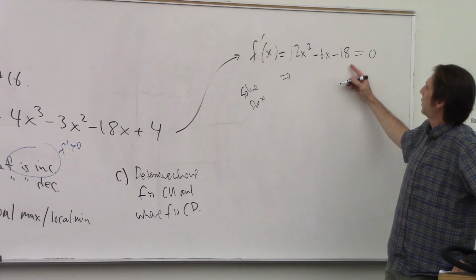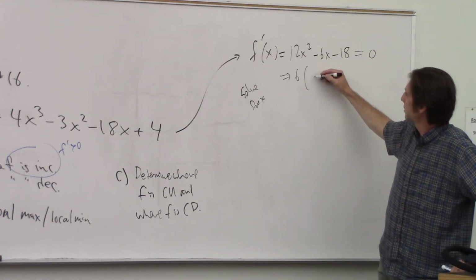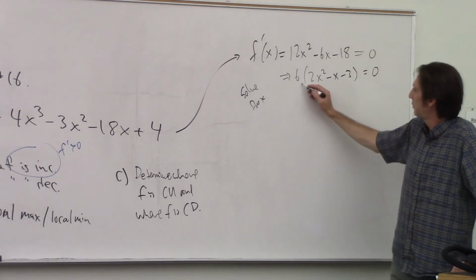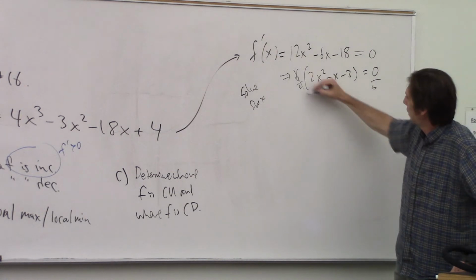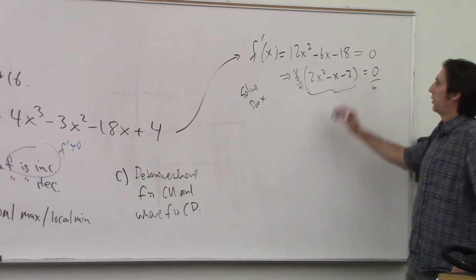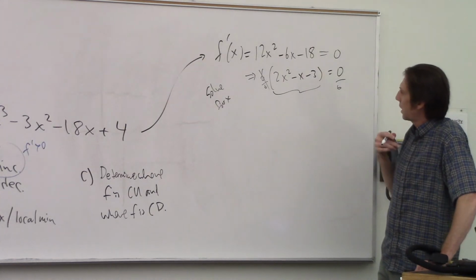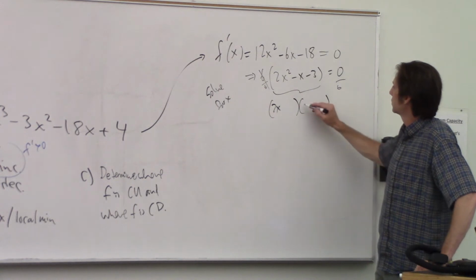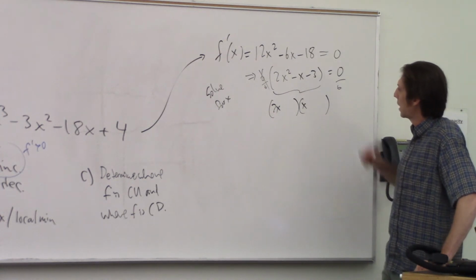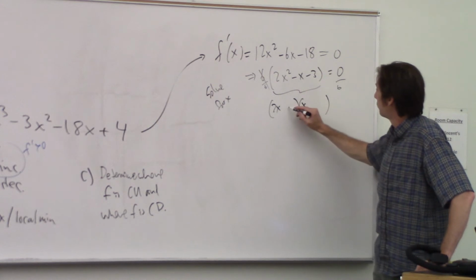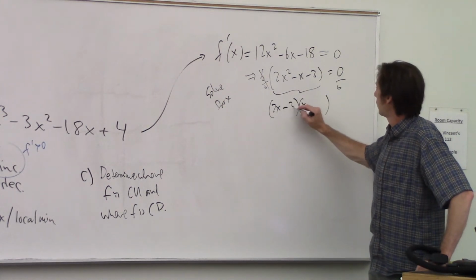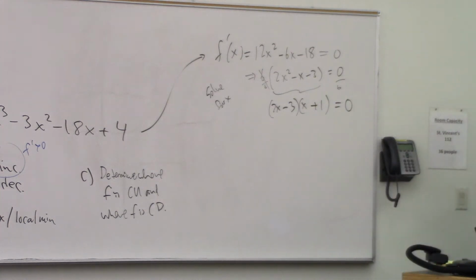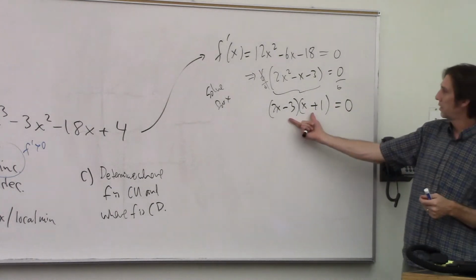All three of my terms here have a 6 in common, so we can factor out a 6. That leaves us with 2x squared minus x minus 3. And then dividing both sides by 6, in other words, cancels the 6. This quadratic, inside the parentheses, we can factor. The first term here is 2x. The first term in the second parentheses is x. And then we're going to have 2x minus 3, and then x plus 1 equals 0. Okay, you can check if you FOIL this that it works.